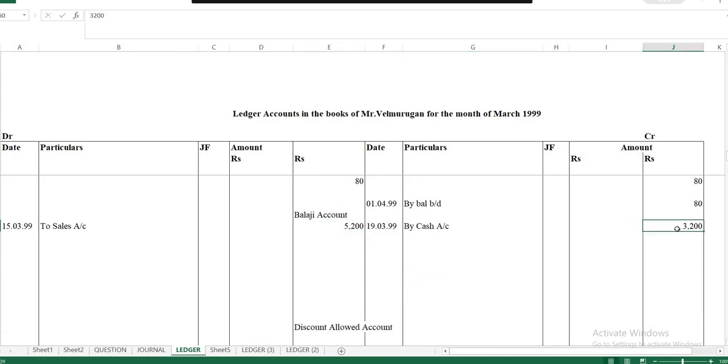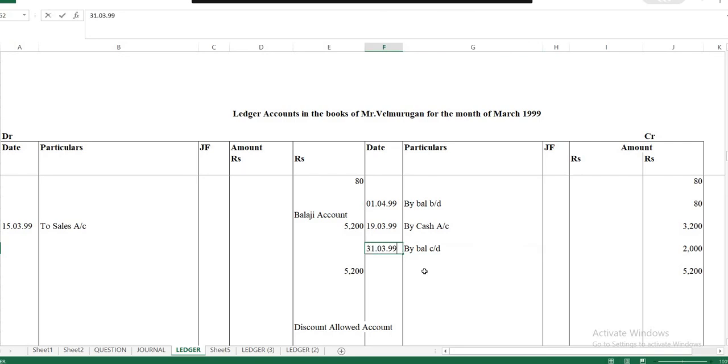On this side 5,200 is the highest, and the other side is 3,200. So 5,200 is the highest, so you just mention 5,200 commonly here. Now from this 5,200, subtract this 3,200. How much balance will come? 2,000 will come for us. Okay? So that is known as by balance carry down. So what is the date?